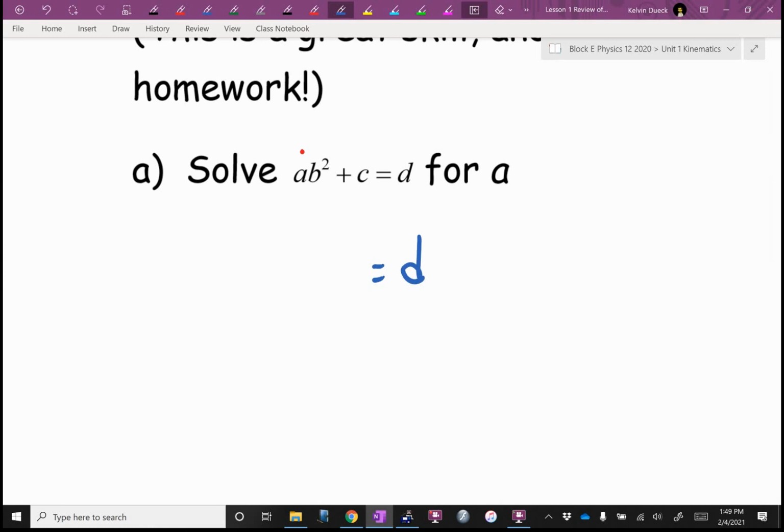What's right next to the A? The B squared. What's the B squared doing to the A? Divide? Remember that. What's the C doing to the A? What one am I going to do first? It's reverse BEDMAS. You're adding and subtracting first, and then you're multiplying and dividing. Good. Talk me through. What does A equal? D minus C over B squared. Sure.